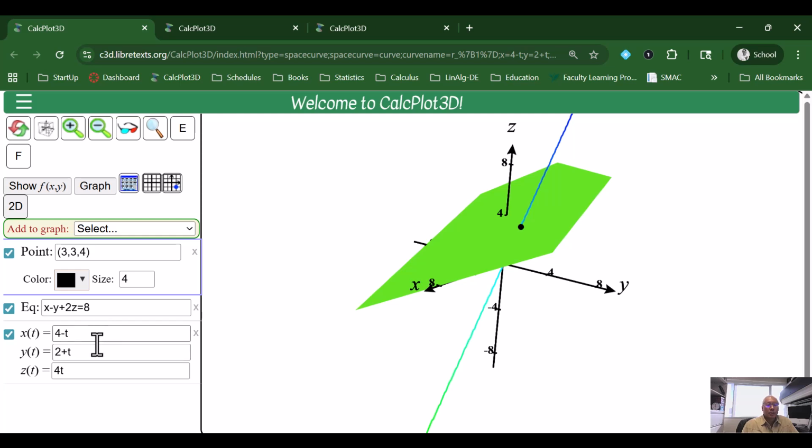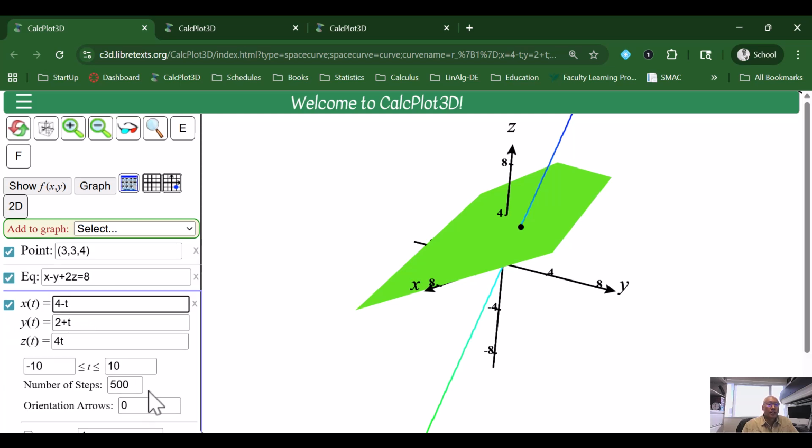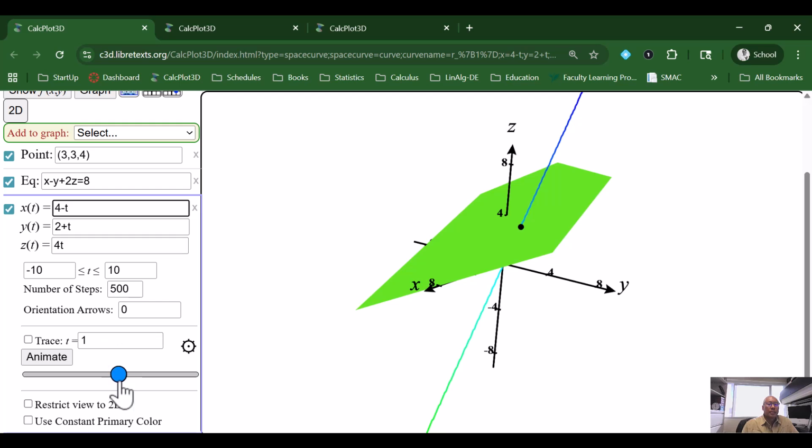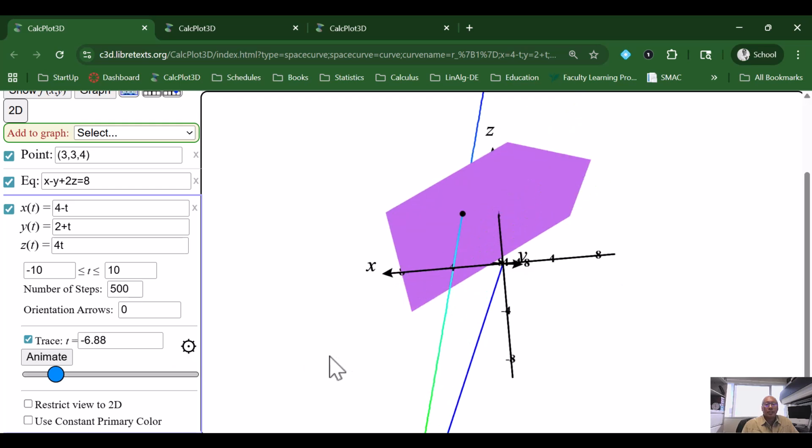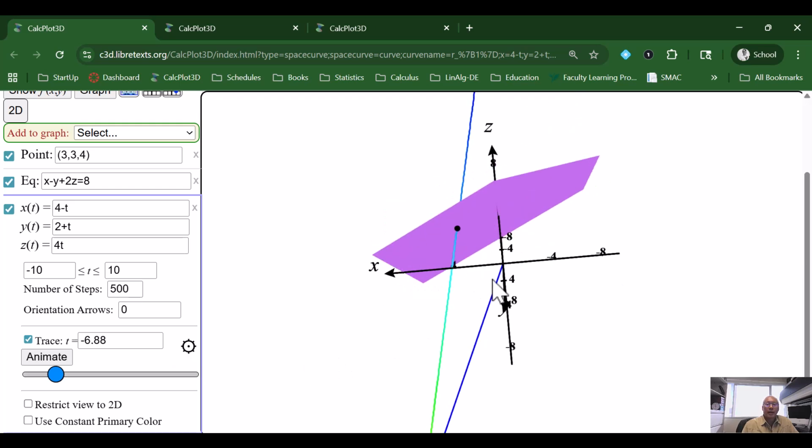Now, another interesting view of this is that if we take a look at the trace for the line, you can see the trace, the vector tracer is this line, a vector coming from the origin to the line. So as we get closer and closer to 0, you can see it drawing out that line.